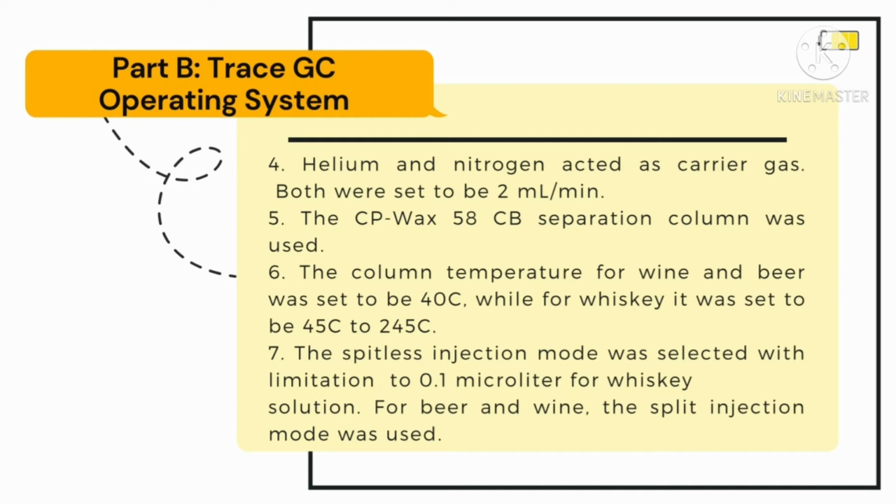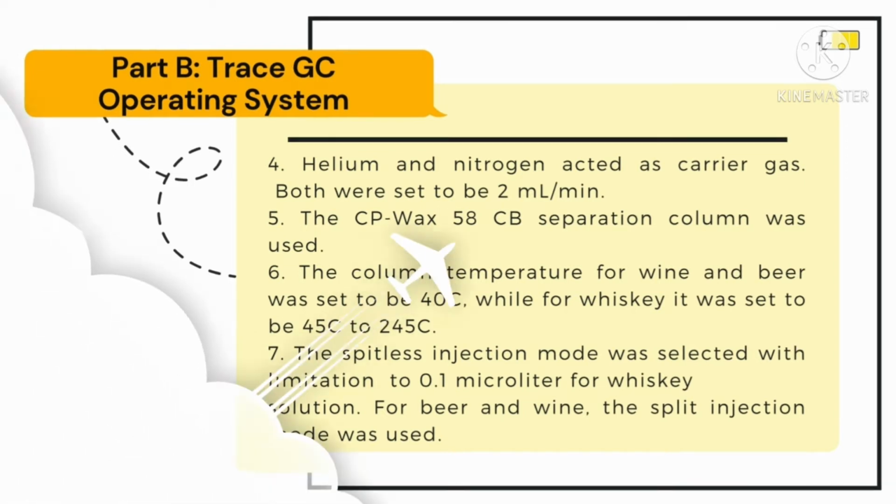The CP Wax 58 CB separation column was used. The column temperature for wine and beer was set to be 40 degrees Celsius, while for whiskey, it was set to be 45 degrees Celsius to 245 degrees Celsius. And lastly, the splitless injection mode was selected with limitation to 0.1 microliter for whiskey solution. For beer and wine, the split injection mode was used.